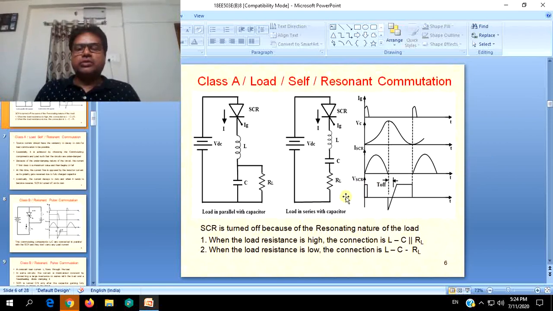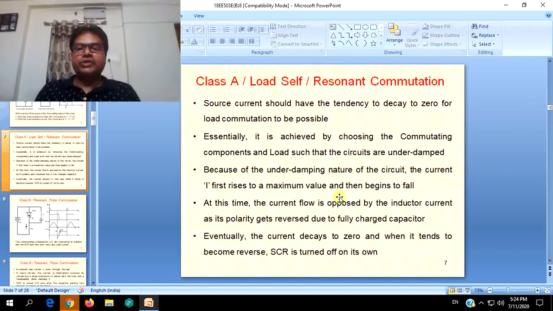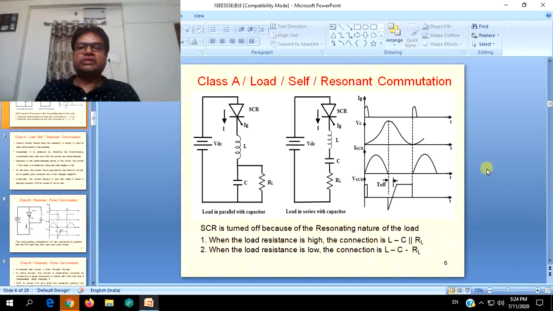First we have to choose the load and commutating components so that they form a resonating circuit with underdamping nature. Underdamping circuits are those where zeta will be less than 1. So that is about load commutation or class A commutation, which is the simplest one for DC circuits. For DC circuits, the load will be simply resistive. L and C are the external components, which are the commutating components.